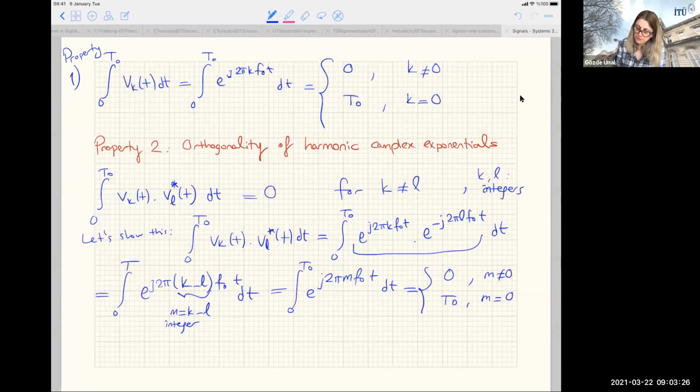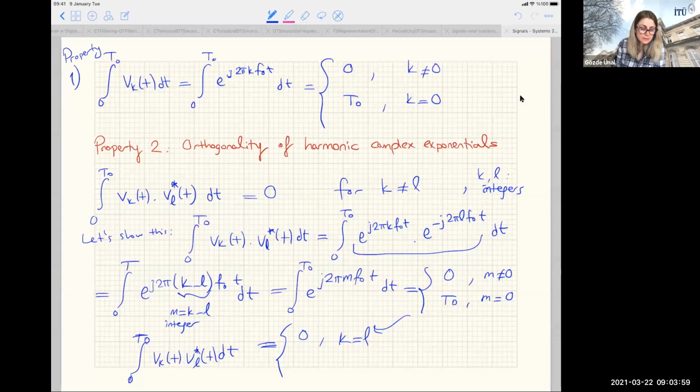So that brings me to here. I can apply this same idea here. You see this inner product of my two harmonically related complex exponential basis functions. It is 0 when m is not 0, and T0 when m equals 0, which means when k equals L.